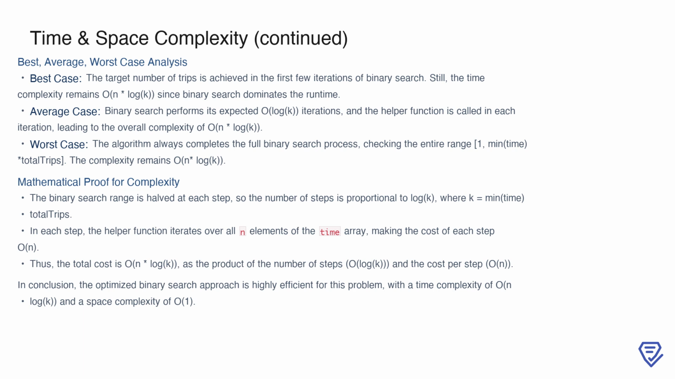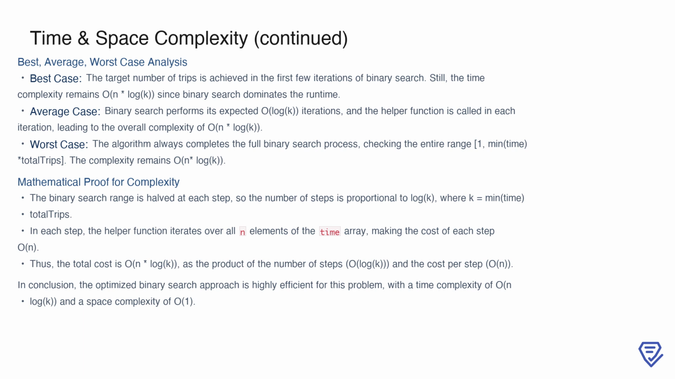Even in the worst case, where the algorithm explores the entire search range from 1 to min(time) * total trips, the binary search completes in O(log k) steps, with each step requiring O(n) time for the helper function. Therefore, the worst-case complexity is consistent at O(n * log k).